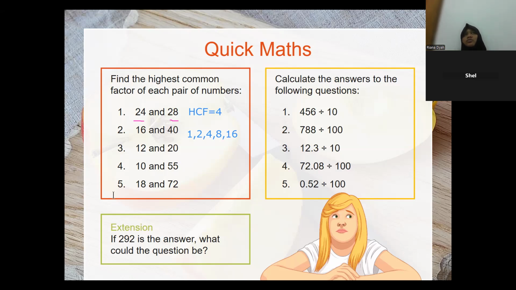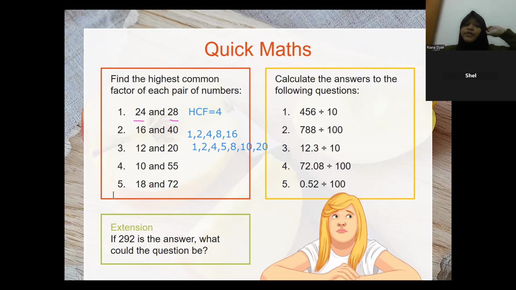1, 2, 3 cannot. 4. What else? For 8, 5 also can. 5, 8, 4 times 4, 10, yes, correct. 10, 20, yeah, and 40.